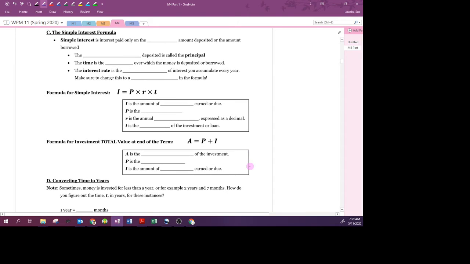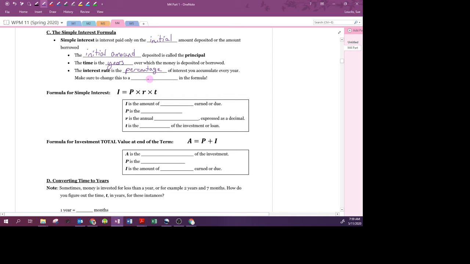We're going to start with the simple interest. There are 2 kinds of interest, simple and compound, and we're going to do some work on simple interest first. So simple interest is interest paid only on the initial amount deposited or the amount borrowed. The initial amount deposited is called the principal. Time is the number of years over which the money is deposited or borrowed. And interest rate is the percentage of interest that you accumulate every year.